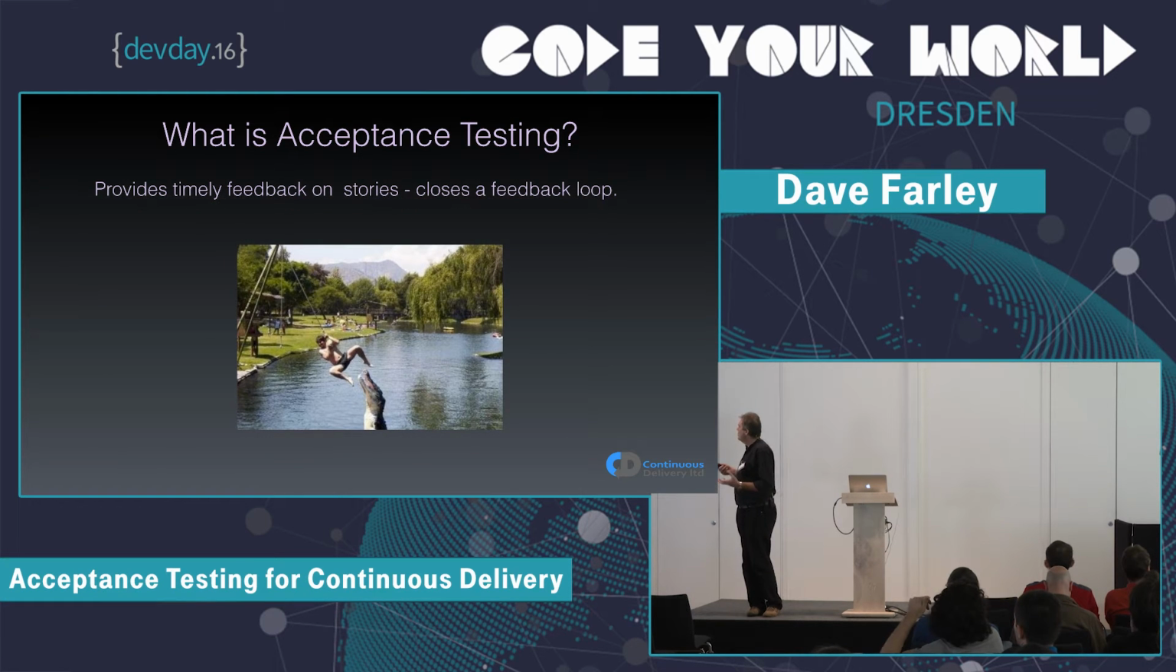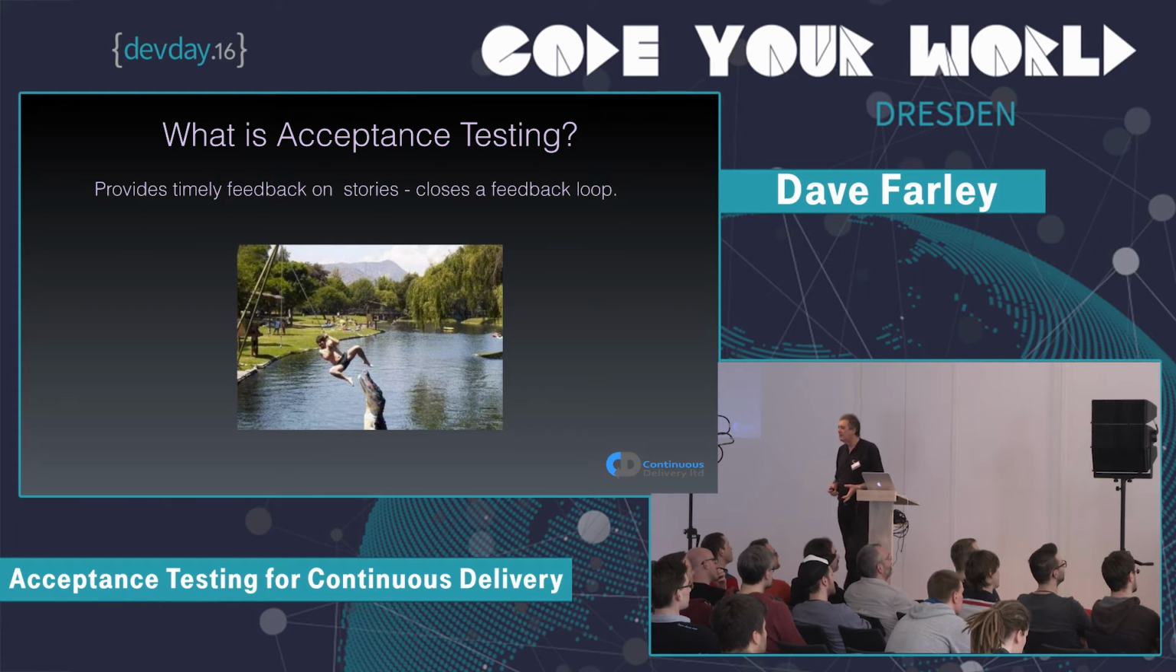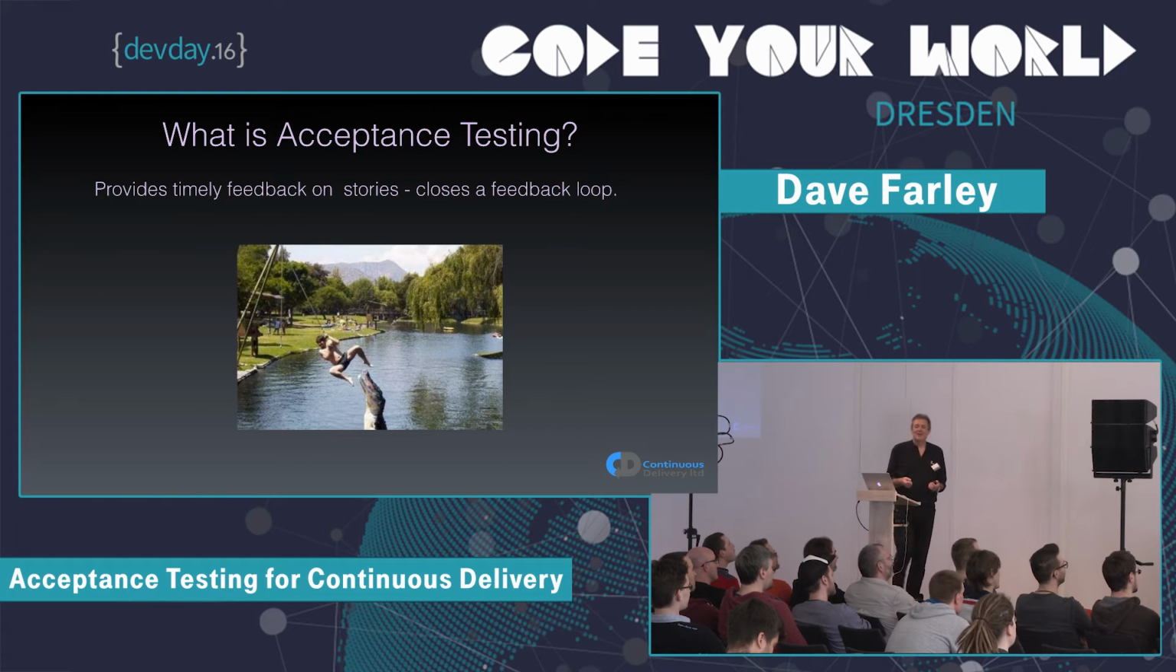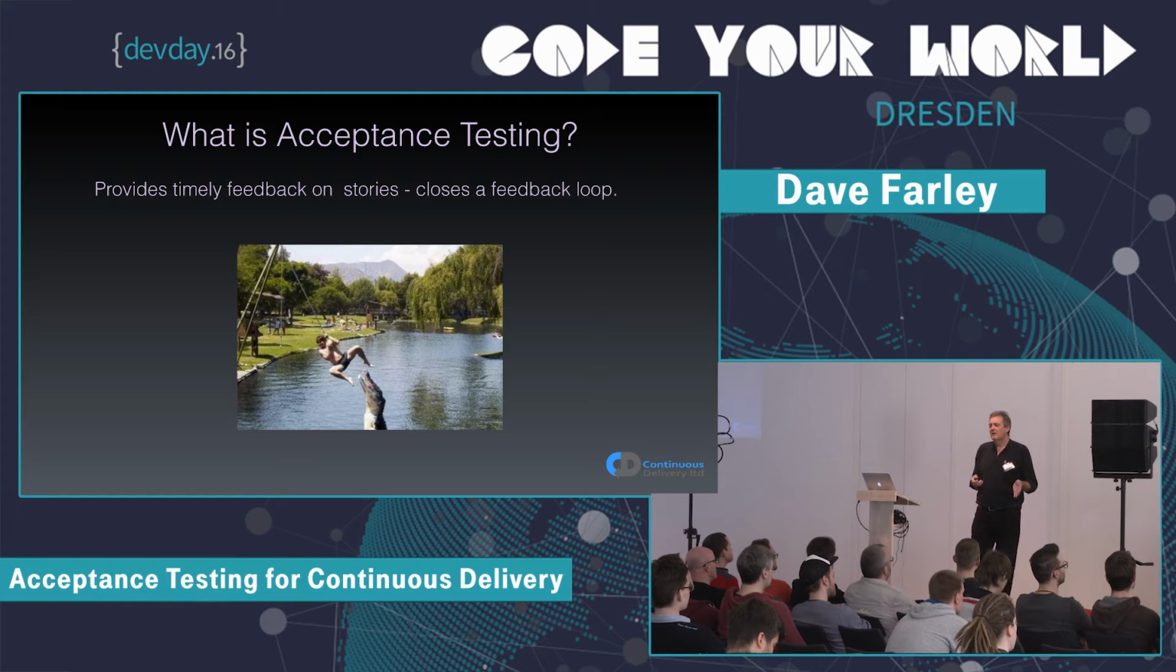And we want to provide timely feedback on stories. We want to make sure that we learn what the bad things are before we're in the situation of the guy on the rope, being in a rather difficult place. We want to learn as quickly as possible if we've made a mistake, so that we can fix it quickly and efficiently.